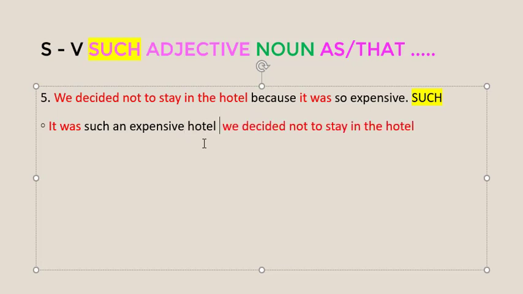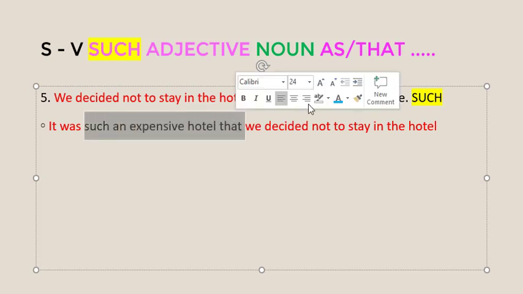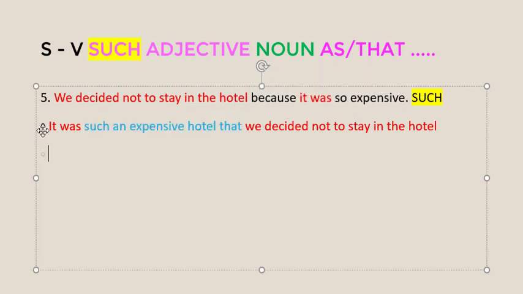Because this is a result, we have to use "that". This is the result for number 5. The subject is "it", the verb is "was", and then we use "such", and then the adjective "expensive", and then the noun is "hotel". "That" is used because this is a result. This is number 5.